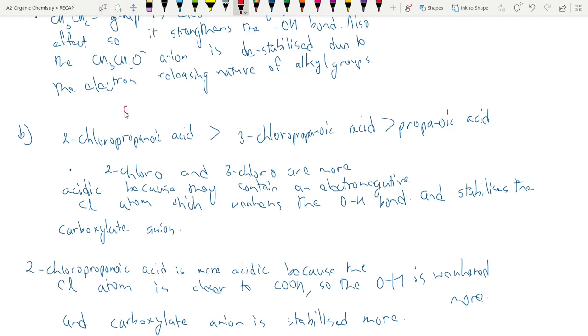Suppose you're given three acids: CH3CH2COOH, CH3CHClCOOH, and CH2ClCH2COOH. Okay, so which is the most acidic? It's going to be 2-chloropropanoic acid, then 3-chloropropanoic acid, then propanoic acid. So what is the reasoning?